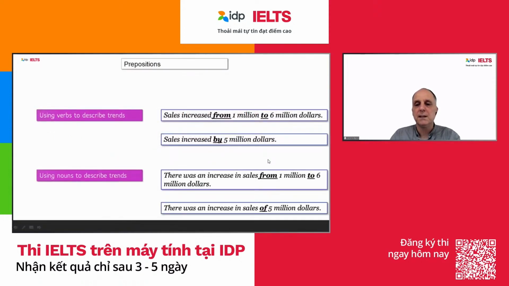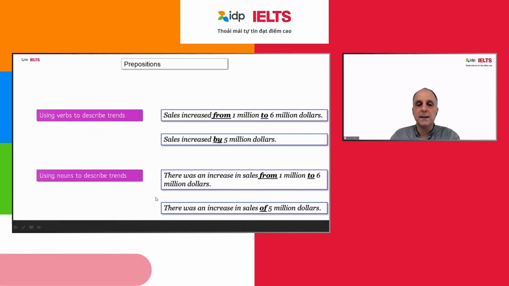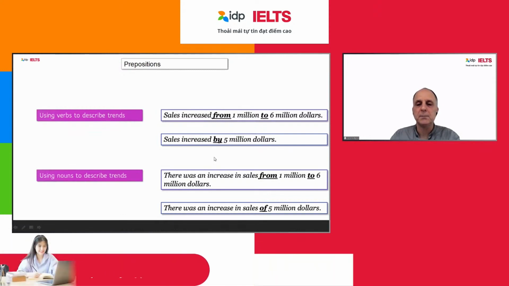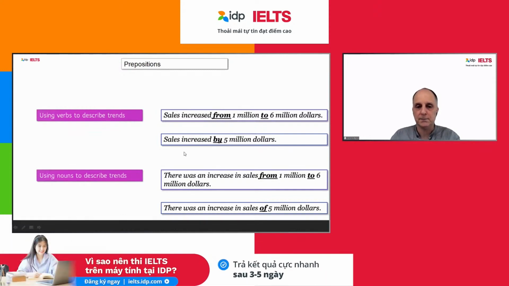Okay, good. Now, just remember some of the verbs to describe trends. From and to, with the prepositions of by here as well. Okay. And then nouns. So you see the difference. So prepositions are quite important because they can change the meaning. And that could result in some of your data being slightly confusing as well. So be careful with prepositions.